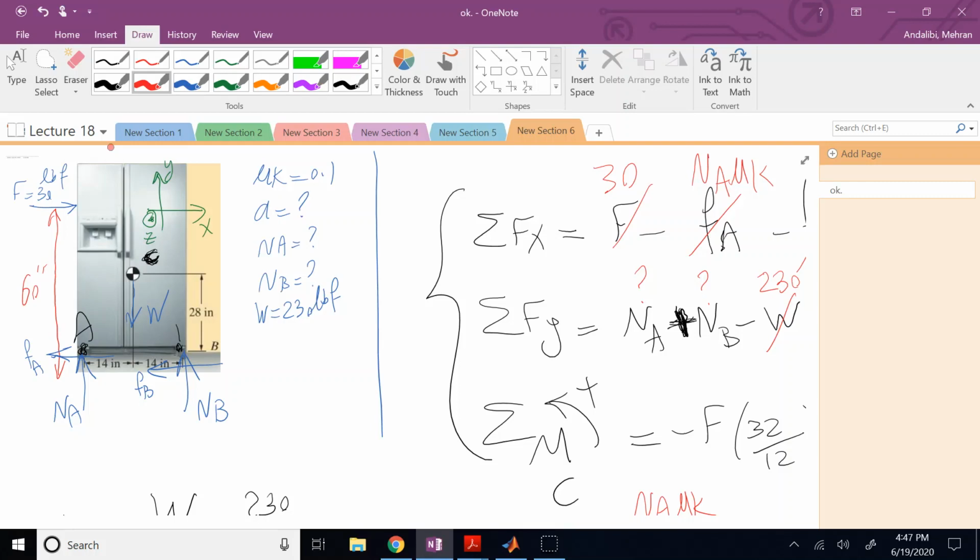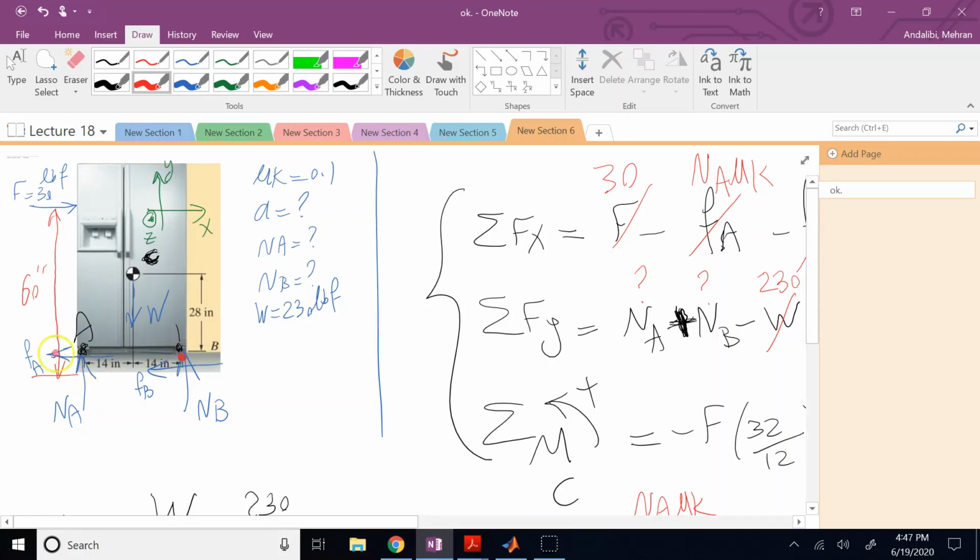So let's say for a moment that this force and the distance of 60 inch is large enough to tip this guy over. So it's about to tip over. If it's about to tip over, what happens? It is going to rotate about which point? Sure, about point B, right? The front leg.